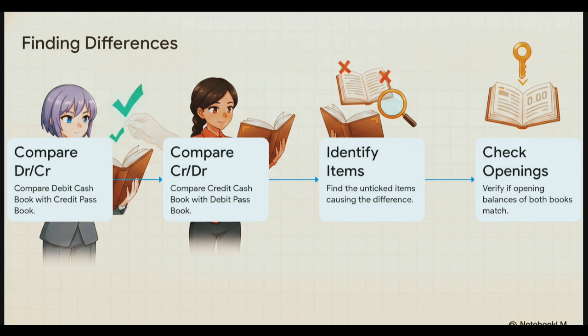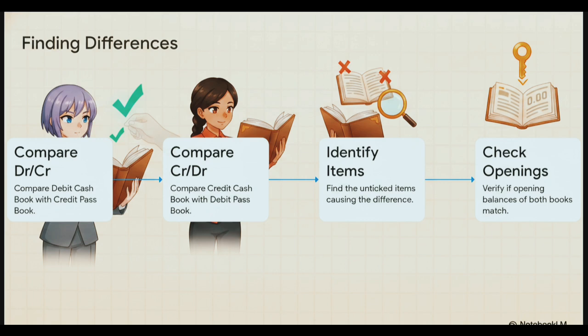When causes are unknown, you have to methodically compare the books yourself. Step 1. You compare the debit entries, the receipts of the cash book, with the credit entries of the passbook. Step 2. Compare the credit entries, the payments, of the cash book with the debit entries of the passbook. You literally go through and tick them off one by one. The unticked items, those are your culprits.